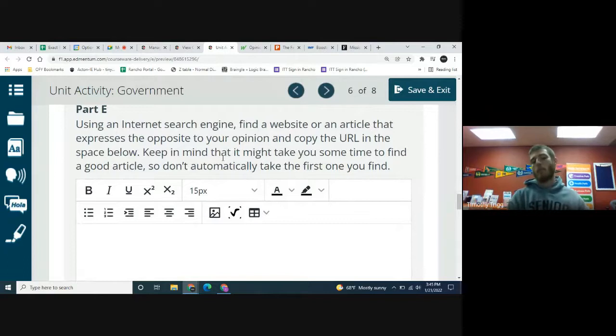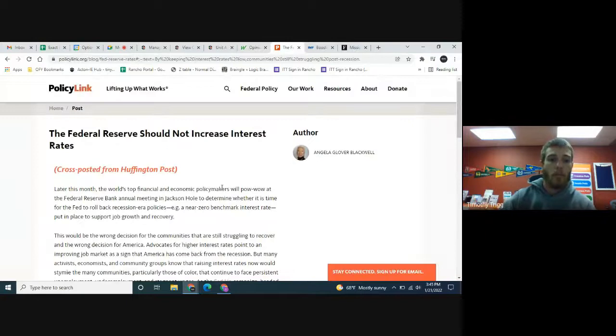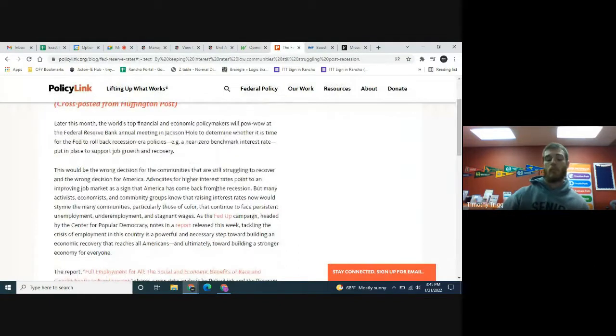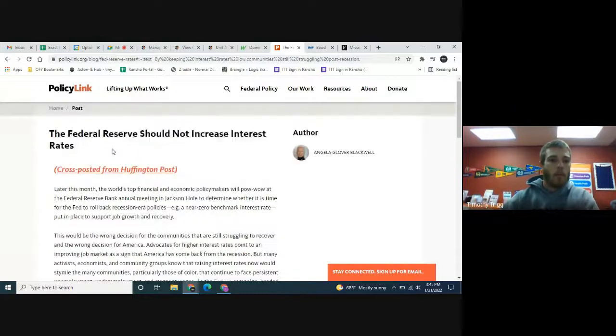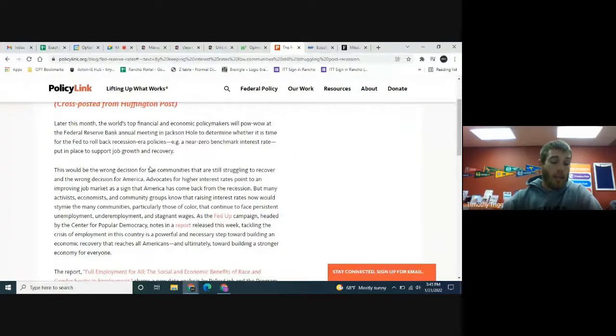Here is where we write the opposite. So again, we'll look up one that talks about why the Fed should not increase interest rates. Now, again, you could switch these, right? Whichever one you think you agree with, you want to put that one first, and then the one you disagree with, you'll put next, right? Okay. So anyway, this author, Angela Glover Blackwell, talks about the Federal Reserve should not increase interest rates. So let's go ahead and look at some. And again, we want to find three main points like we've done before, right?